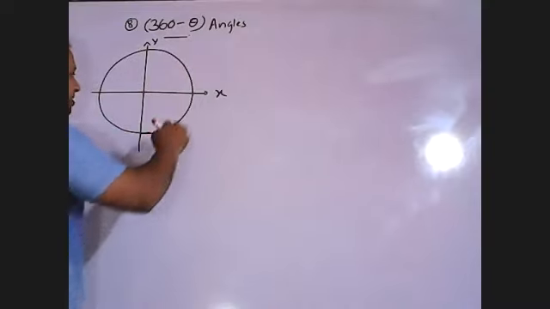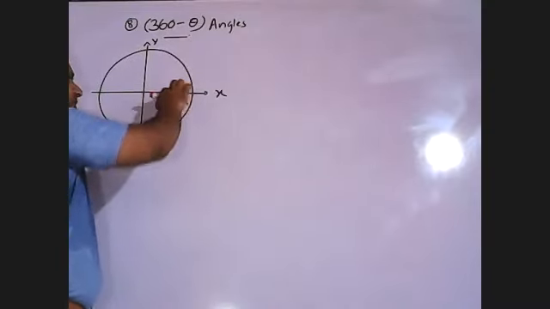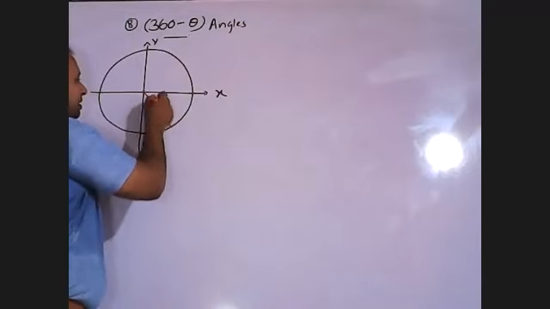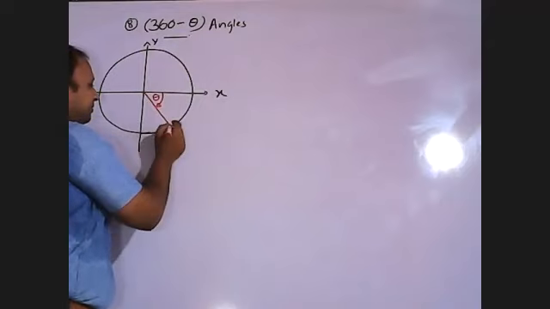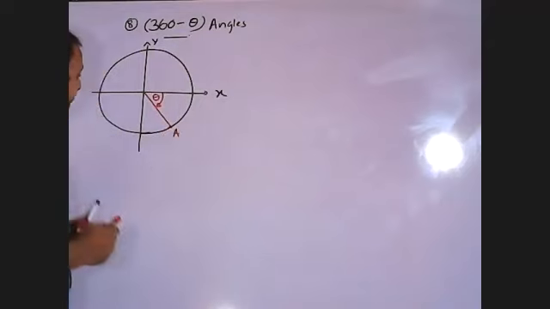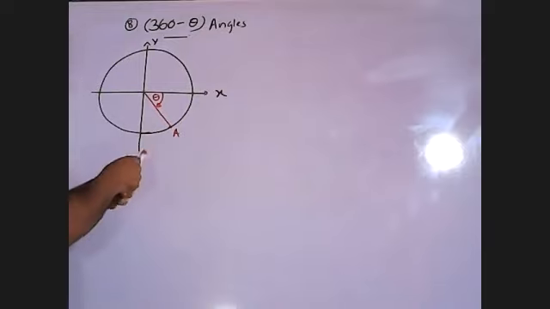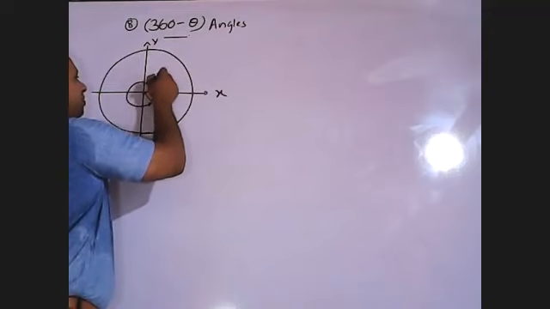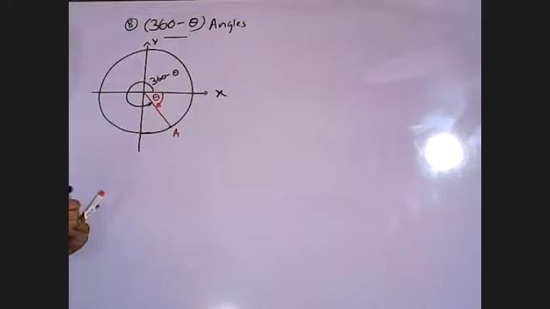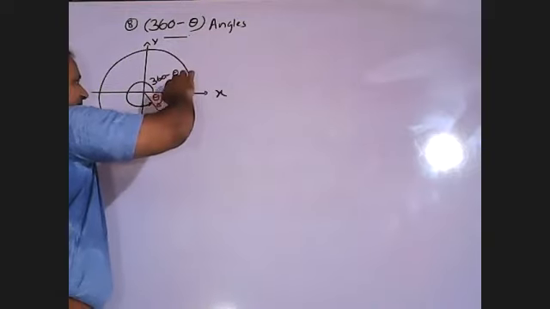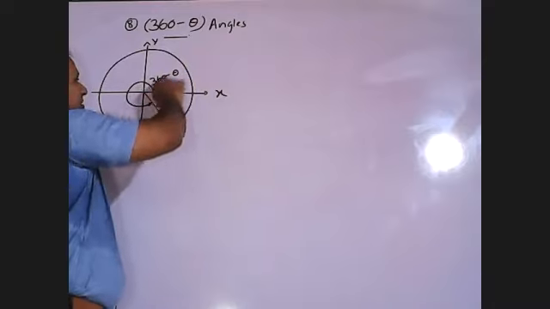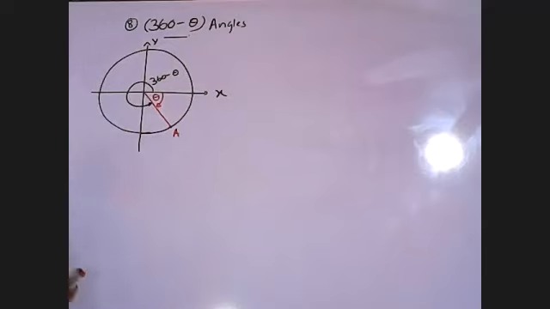360 minus theta. 360 means up to this level, minus theta means you have to subtract that value. Therefore, theta is this angle, and this is A. If theta is this angle, then this angle is equal to 360 minus theta. The entire angle is 360. That is the way of marking 360 minus theta.